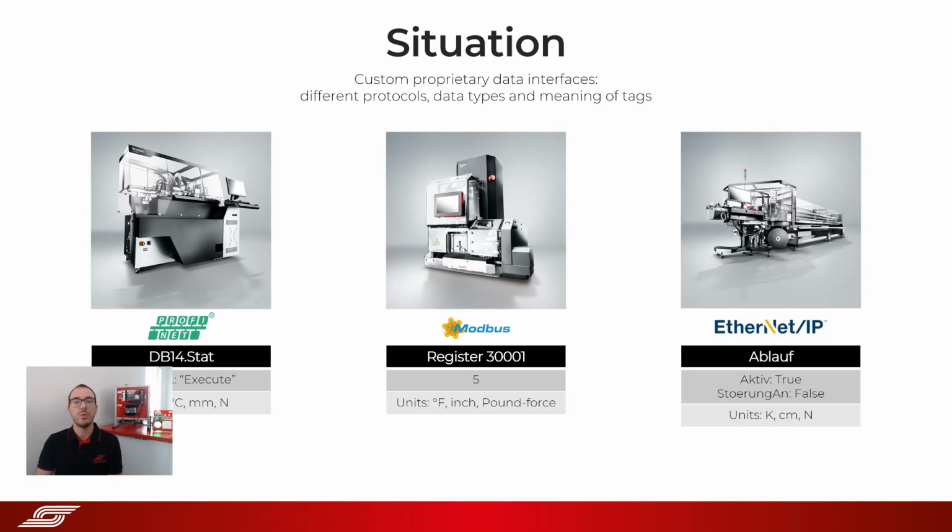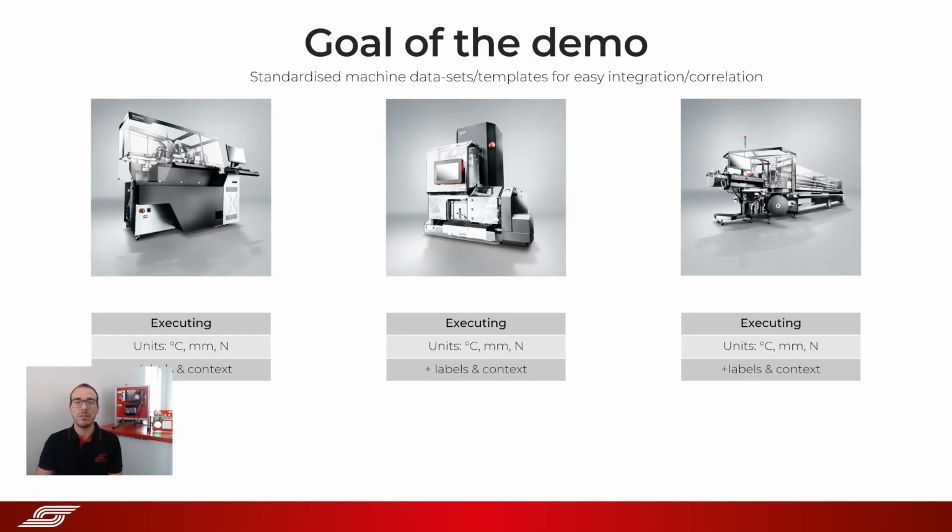In this example, we'll be working with 3 machines, each with its own way of indicating productivity status and using different units of measurement. These variations make it difficult to build data-driven applications for calculating key performance indicators like OEE or comparing data between machines. The goal of today's demo is to use Reniway Edge to create a unified dataset, making it easy to integrate the machine and draw meaningful data correlations.